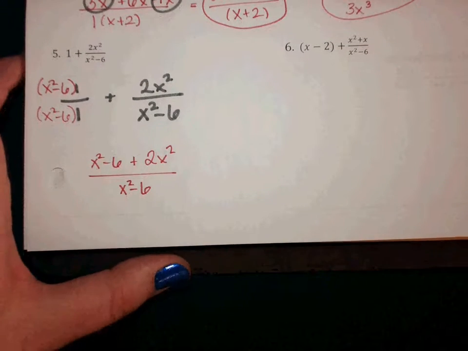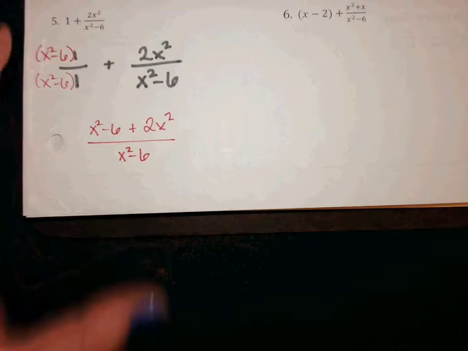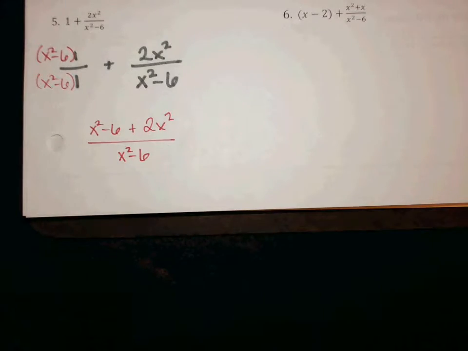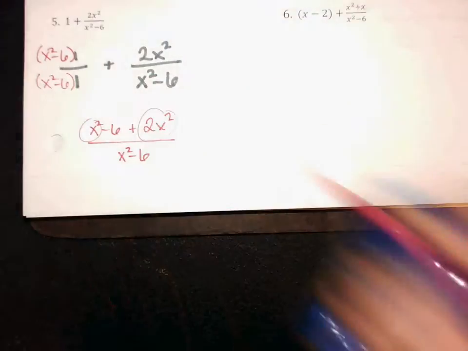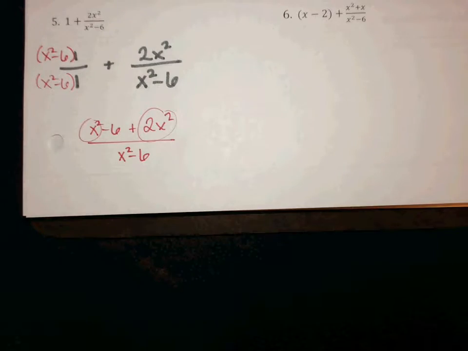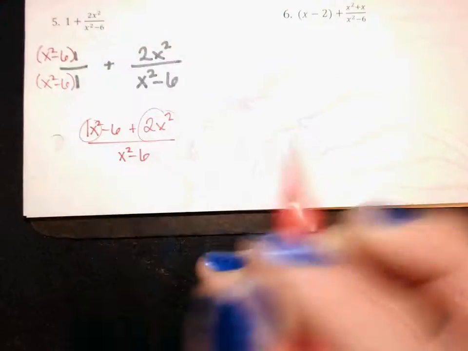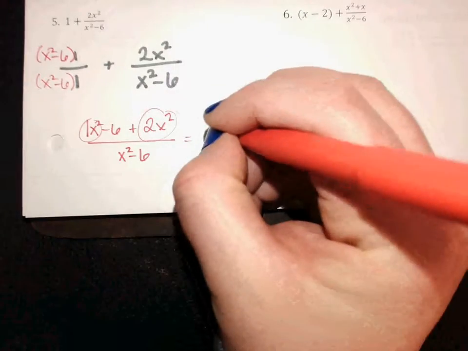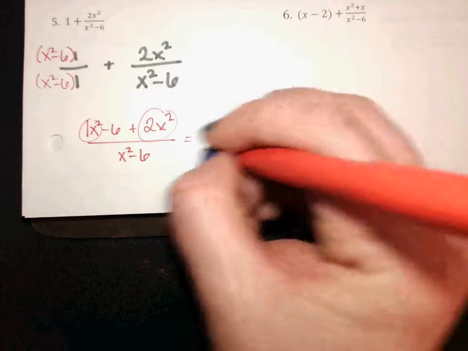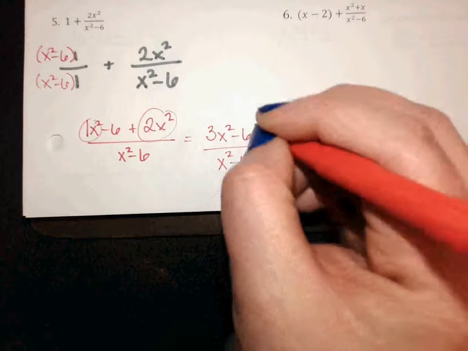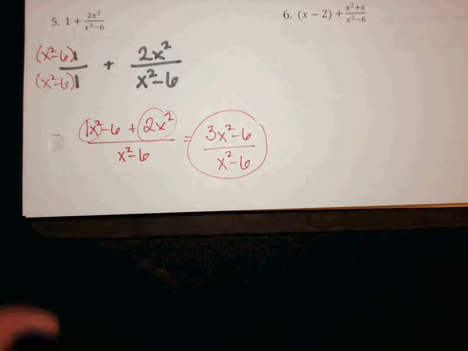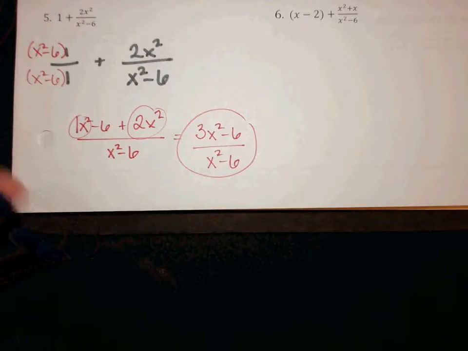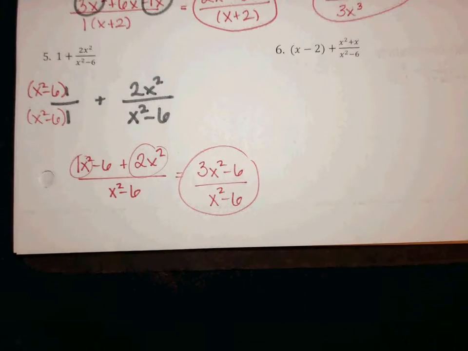Okay? Then from there, you look on the top. Can anything go together? Good. x squared, 2x squared. Now remember, you're adding those. So what is 1x squared plus 2x squared? 3x squared. So it'd be 3x squared minus 6, over x squared minus 6. Okay? All right, last one like that. Take a look at number 6.